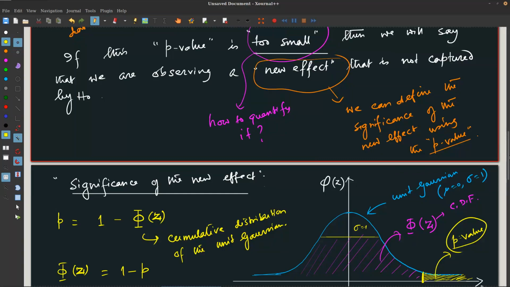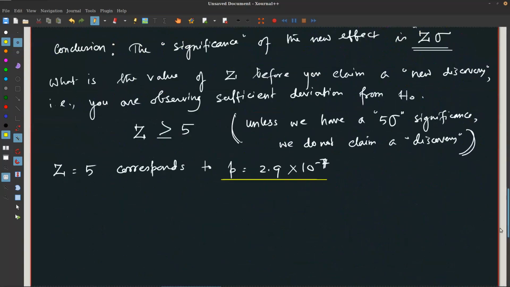Remember, when you are testing goodness of fit, you are not making any claim about any alternative hypothesis. You are just basically weighing the data in view of a given hypothesis. That's it.